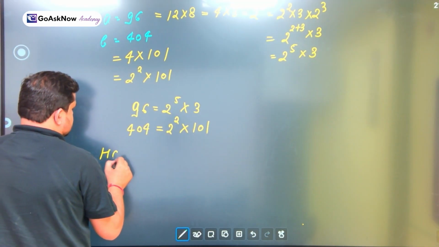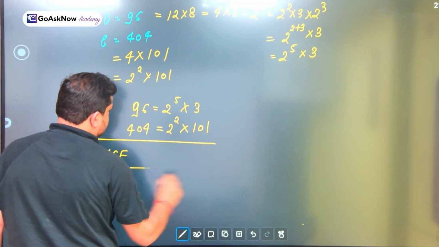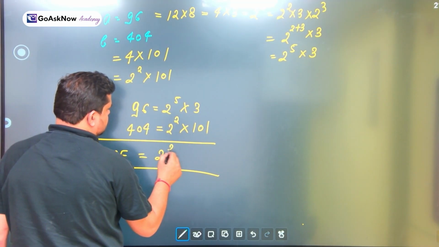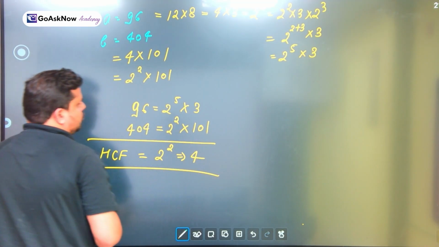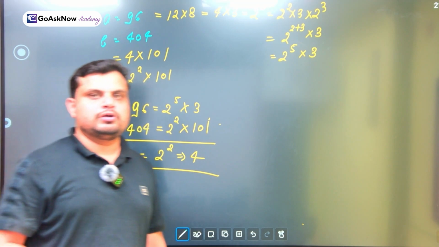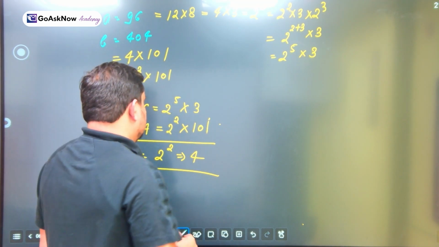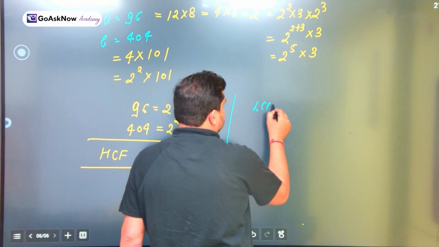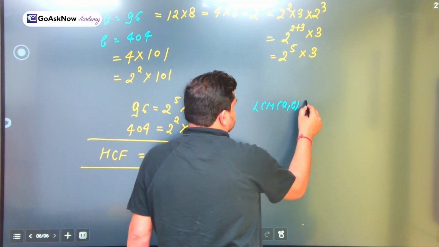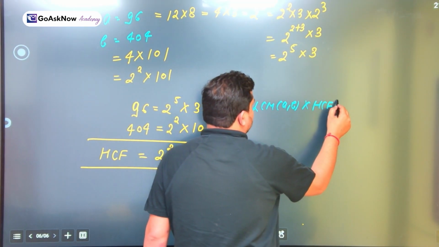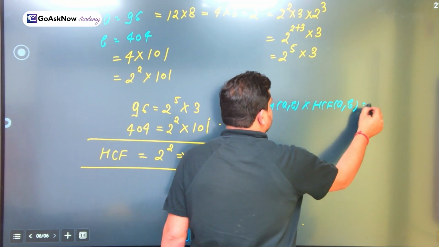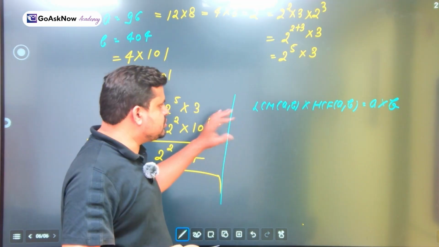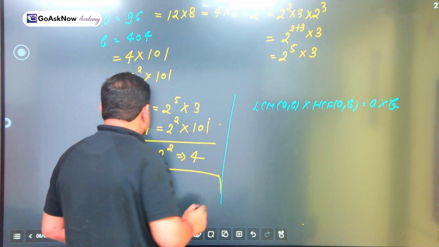So for the HCF of these numbers, from the common factors we have 2 square. So HCF is 4. Okay. Now, while finding the LCM, what do we have? That LCM of A and B into HCF of A and B is equal to A cross B. Okay, we know this formula. Now, we can use it here.